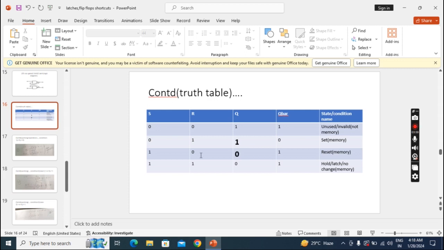Okay. Now we'll see how we are getting these Q and Q bar values for invalid, set, reset and hold. Everything we'll see step by step.